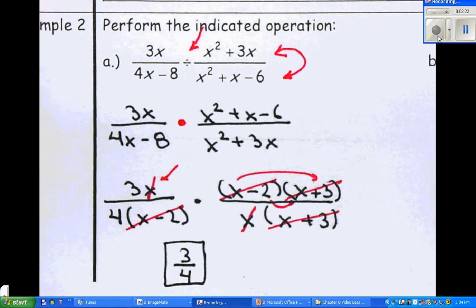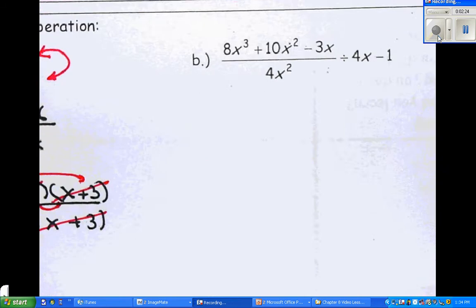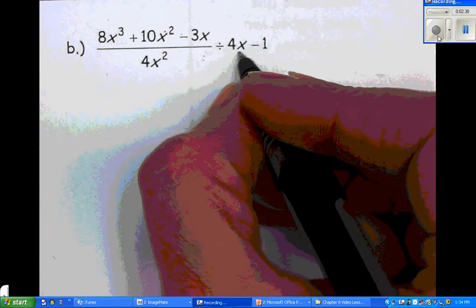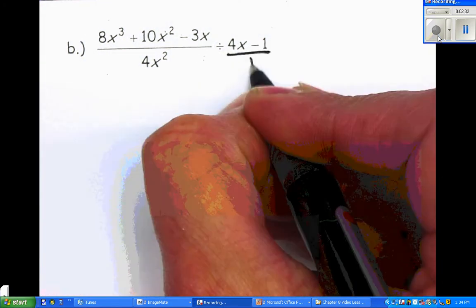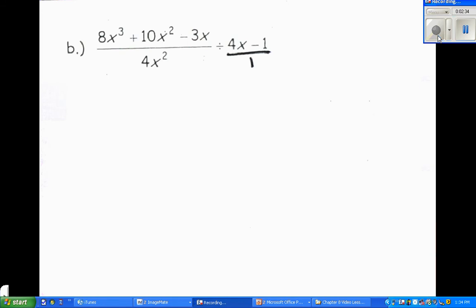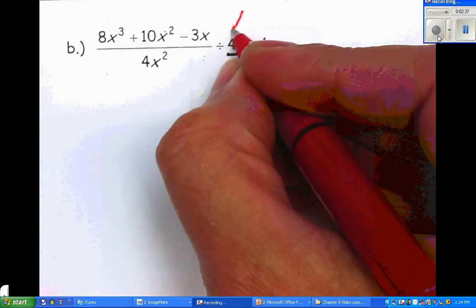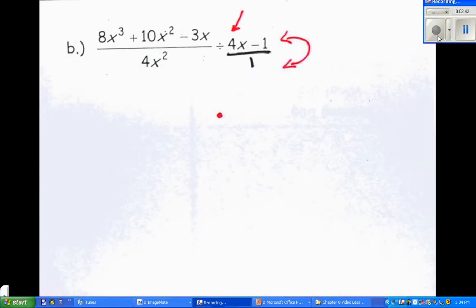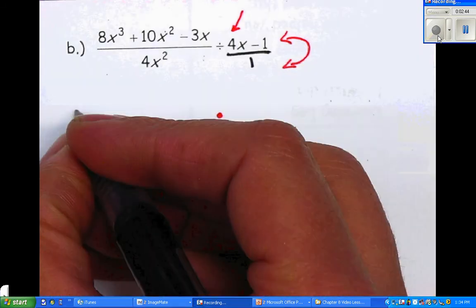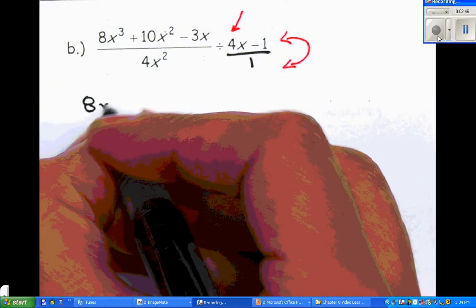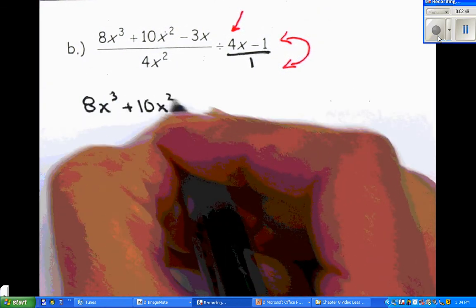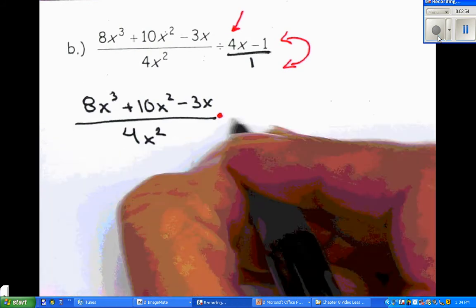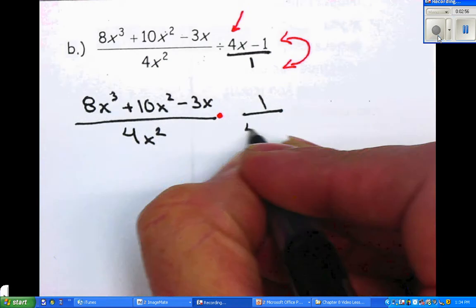On example B, we also have a division. So the first thing I want to do, I want to convert this to a fraction, so place it over 1. I'm going to change my division to a multiplication by flipping the second fraction. The first one will remain the same. 8x cubed plus 10x squared minus 3x over 4x squared multiplied by 1 over 4x minus 1.